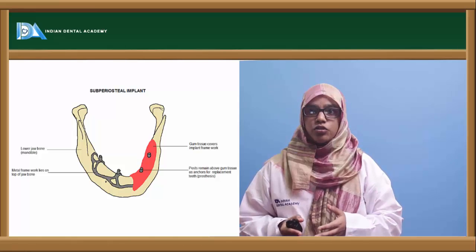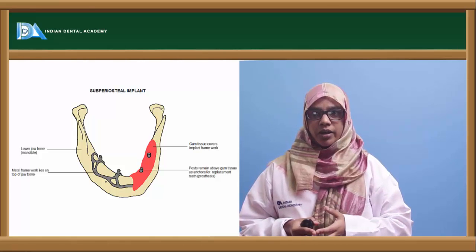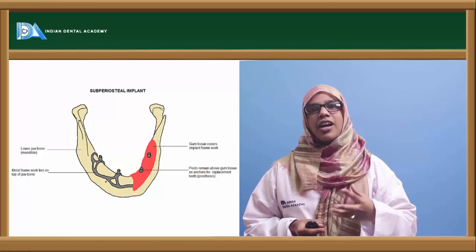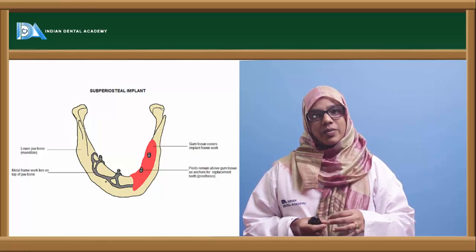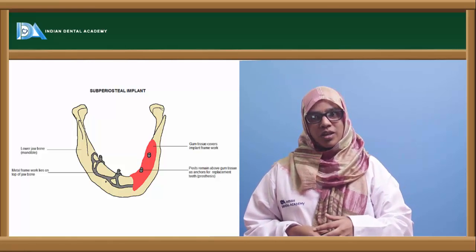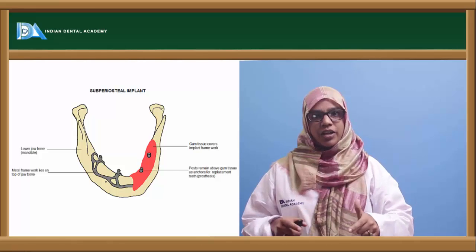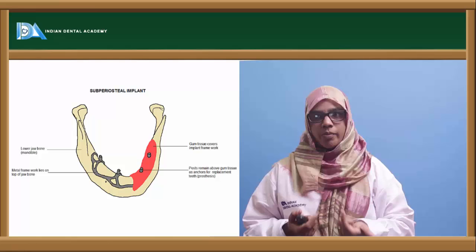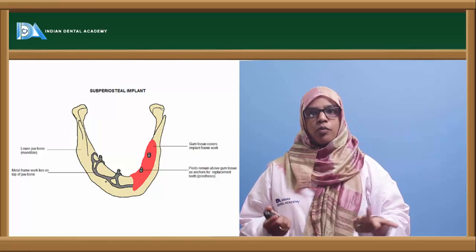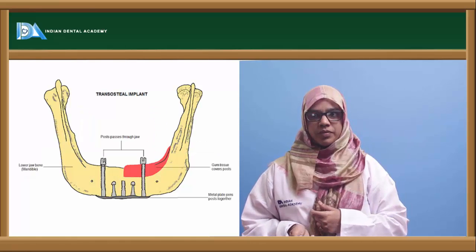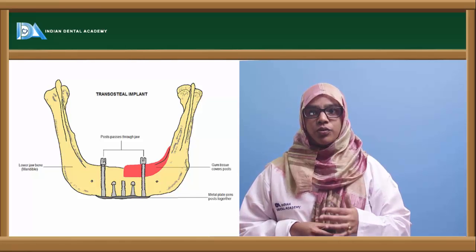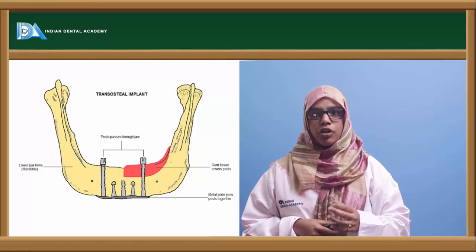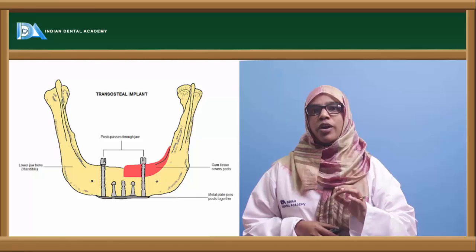Now this slide shows a subperiostal implant, wherein it's actually like a cast partial denture. But a cast partial denture you put on the mucosa, whereas in this case its framework is subperiostal and you have a projection, a vertical projection or abutment that comes out of the gingiva, and on top of that you build your prosthesis.